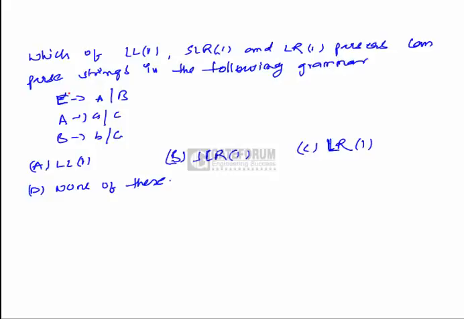Which of LL1, SLR1 and LR1 parsers can parse strings in the following grammar? In this question, a grammar is given to find which of the given parsers LL1, SLR1 and LR1 can parse the strings from the given grammar. So if we observe the grammar, there are two derivation trees for the terminal C.